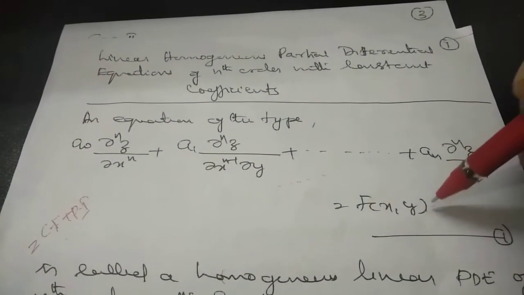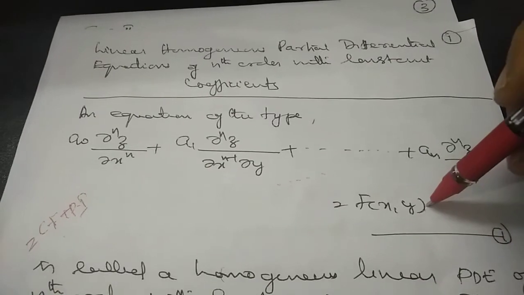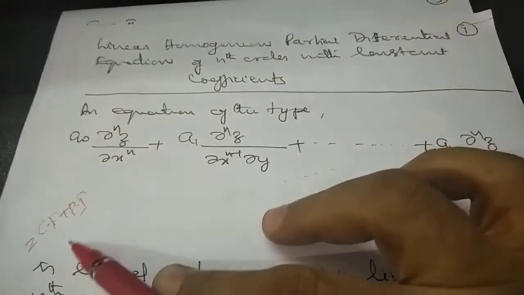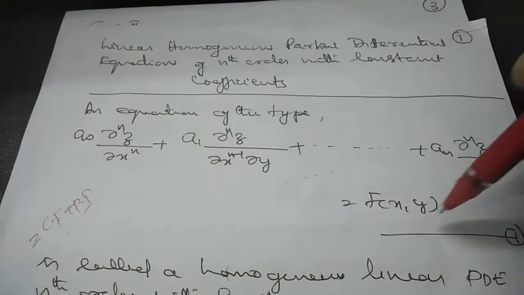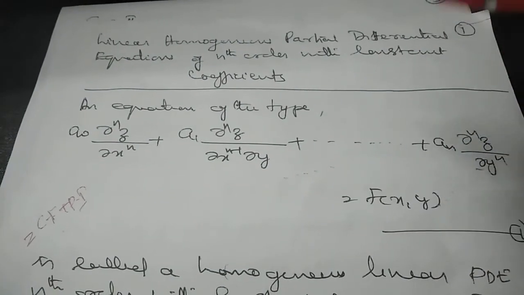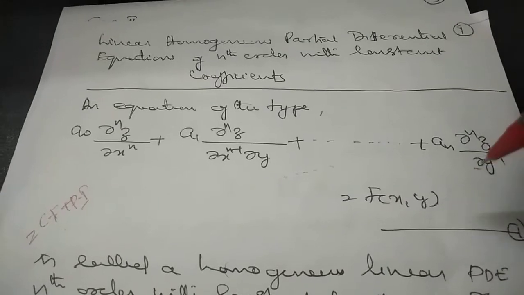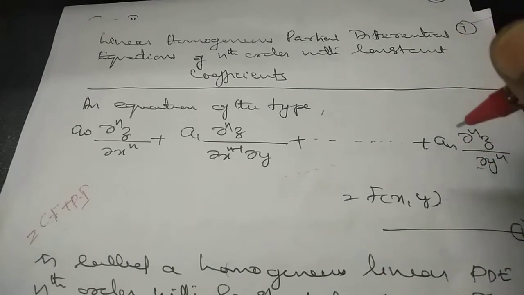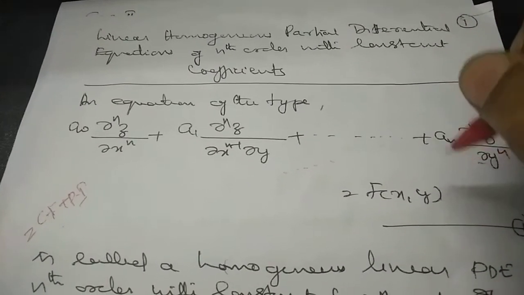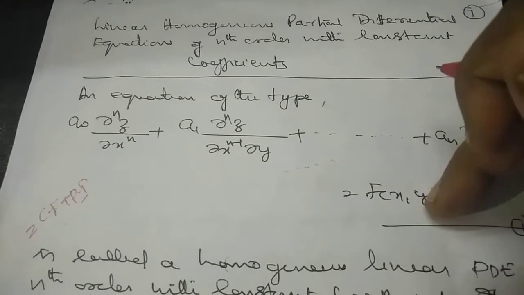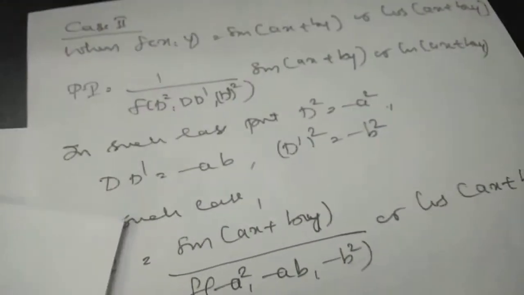In such cases, if you have some function on the right side, then its solution is equal to complementary function plus particular integral. And this f(x,y) can be taken in different forms. Sometimes it is the exponential form, sometimes it is the sine or cos form, sometimes it is x raised to m, y raised to n form, sometimes it is some sort of function. We have already discussed case 1, case 2 and case 3, so we move on to case 4. We already discussed all this in detail.